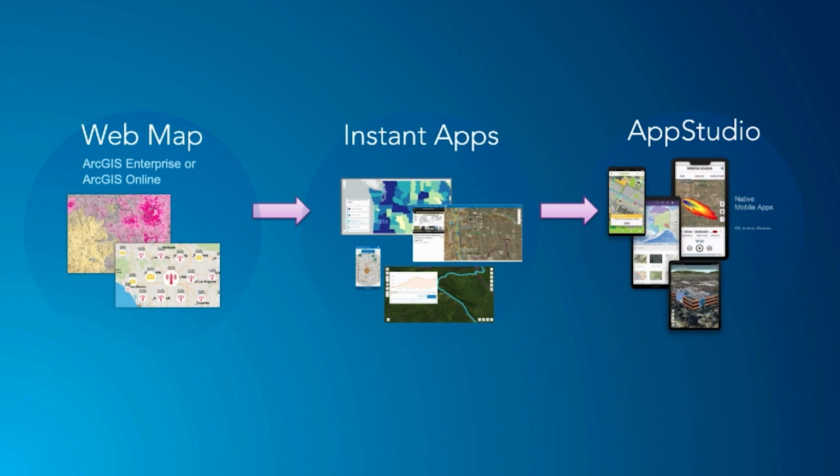So the web map is a specification for how to define a map. You can create this in ArcGIS Enterprise or in ArcGIS Online. And really from the web map, you can build multiple other applications on top of that.